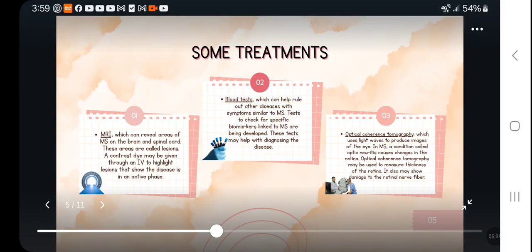And the last one I have is optical coherence tomography, which uses light waves to produce images of the eye. In MS, a condition called optic neuritis causes changes in the retina. Optical coherence tomography may be used to measure the thickness of the retina. It also may show damage to the retinal nerve fiber. And what the guy's looking into, that's the machine.